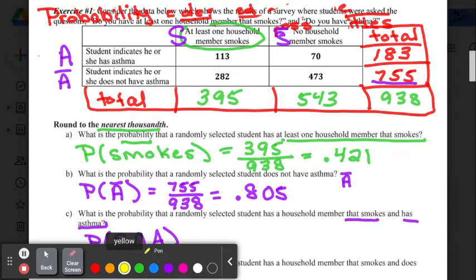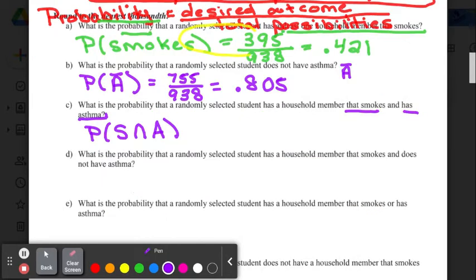Let's see. Smokes and asthma. So we have 113 is both. So we have 113 over 938. So that probability is 0.120. So now you try D.